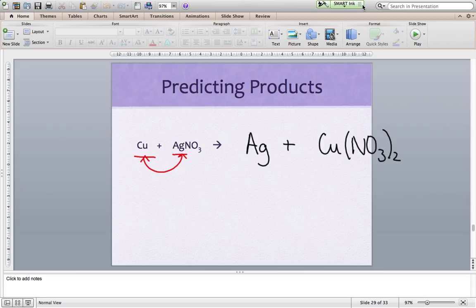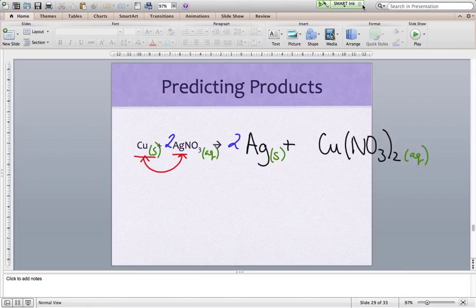So obviously now this is going to need a little bit of balancing here. 2 silver nitrates and then 2 silvers. And it's also going to need states. Again, taking a look at the elements, those are probably the easiest ones to give states to because I can just look on the periodic table. Okay, and those are both solids. And then using the solubility chart for silver nitrate and copper nitrate, or perhaps you already just remember that all nitrate compounds are highly soluble, so those will both be aqueous solutions.